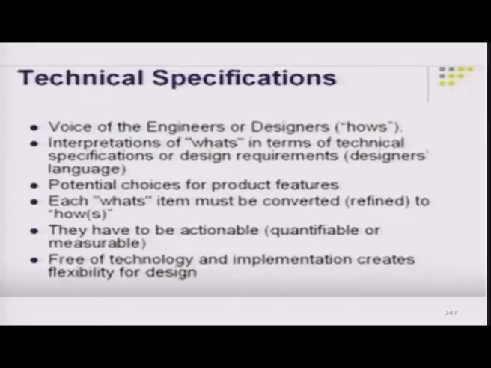We also talk about technical specifications. This reflects the voice of engineers or designers, and the technical specifications or the hows are interpretations of the whats in terms of technical specification or design requirements given to achieve the whats. Okay, so potential choices for product features, for example, could be a part of technical specifications. Each what must be converted to hows somehow through this relationship matrix. They have to be actionable, quantifiable, measurable.